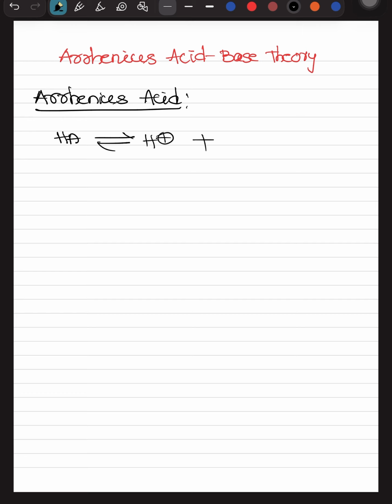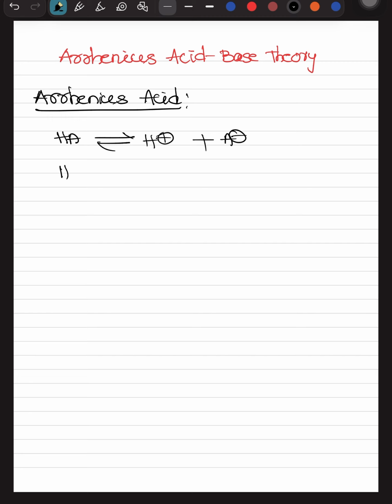This is part 2 of ionic equilibrium, and in this video we will understand the Arrhenius acid-base theory in a simple and examination-oriented way. So, what is meant by an Arrhenius acid? An Arrhenius acid is any substance which produces the H plus ion in water. That is what we call an acid.